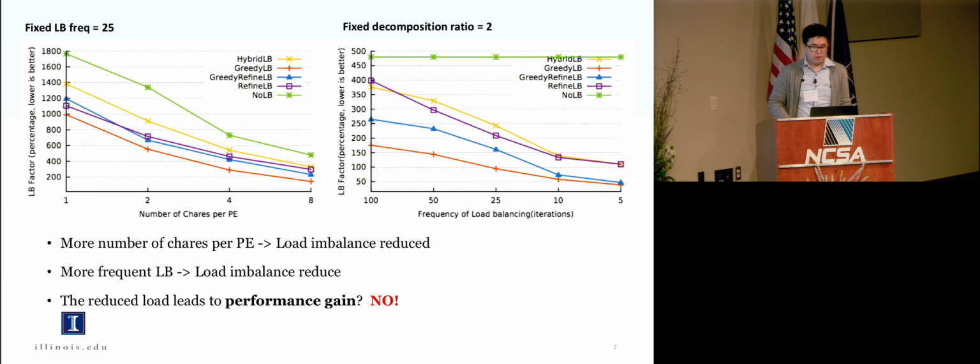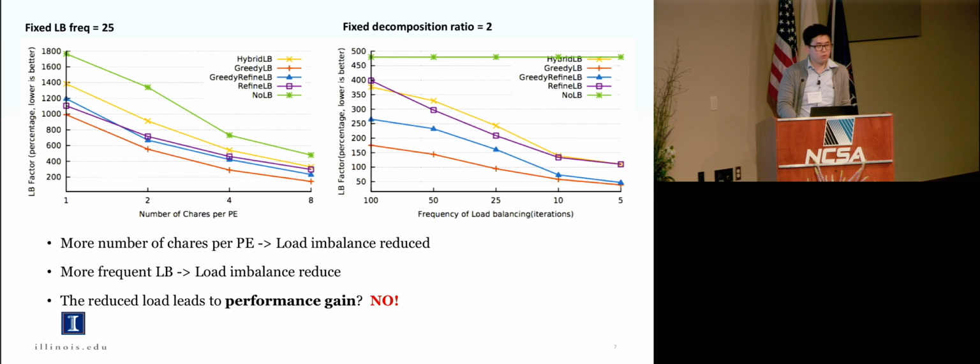So the left graph shows the load imbalance factor I showed in the previous graph. As you can see, with higher over-decomposition ratio and more chares, we can reduce the load imbalance a lot. You can see the load imbalance is reduced a lot with more chares per PE. And as we increase the frequency of load balancing, we also can reduce the load imbalance. But does the reduced load imbalance result in performance gain?